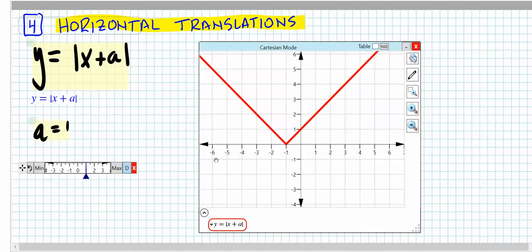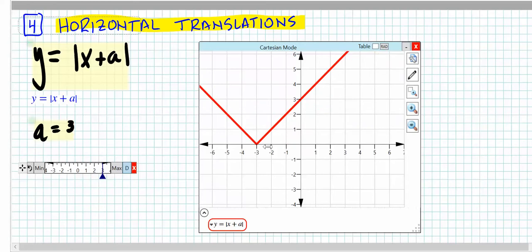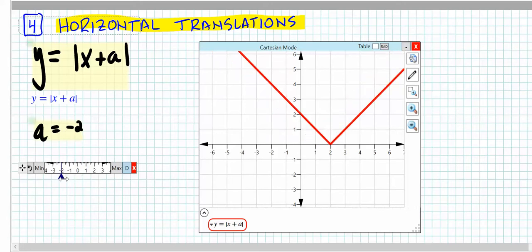If I go from 0 to 1, notice that the graph moved to the left 1 unit. I'll go back to 0. If I move my graph from 0 to 3, notice the graph moved 3 units to the left, even though I moved it in the positive direction. I'll go back to 0. If I move it in the negative direction, if I make a, say, -2, notice that the graph moves to the right 2 units. So it's the opposite direction of what you might think it would be.